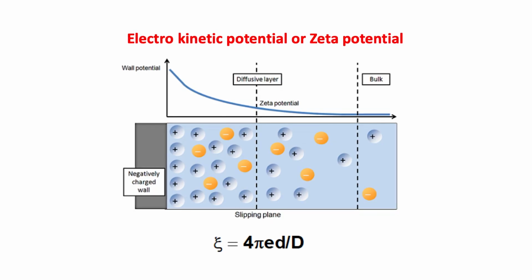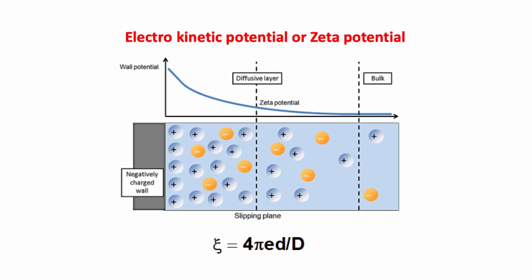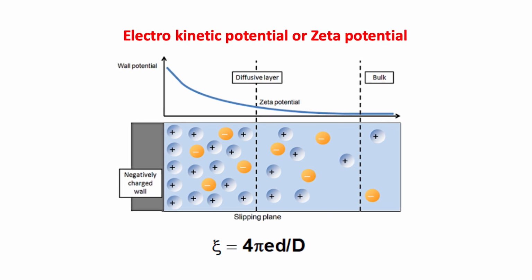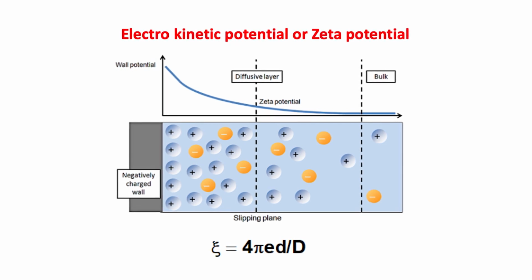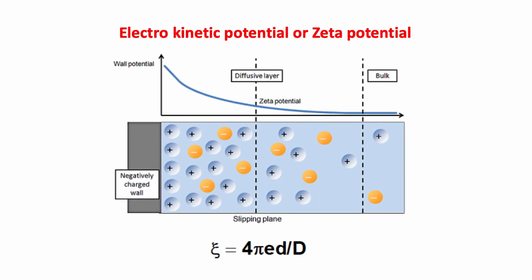The electrical potential at the position of closest approach of ions to the surface fixed layer, with reference to the bulk liquid, is called the electrokinetic potential or zeta potential. If the electrical double layer at a solid-liquid interface is regarded as a condenser with parallel plates d cm apart, each carrying a charge E per centimeter square, it has been derived from electrostatics that the zeta potential is given by zeta equal to 4 pi E d by D, where D is the dielectric constant of the liquid.